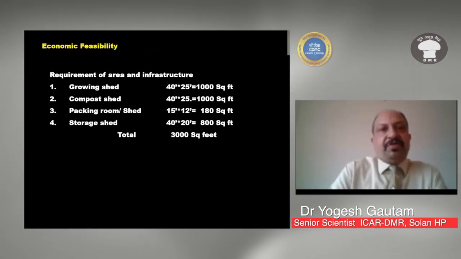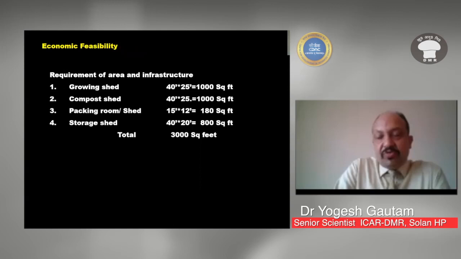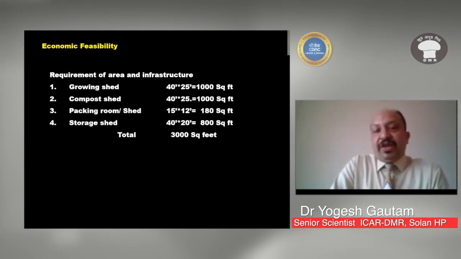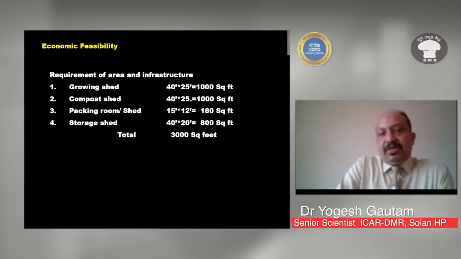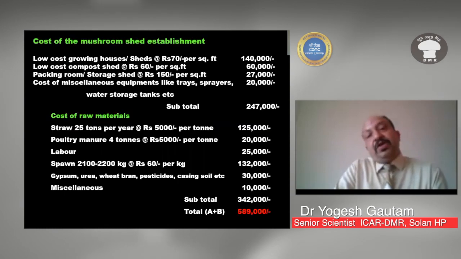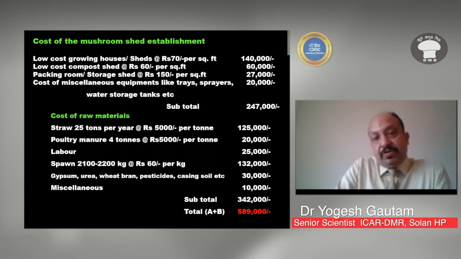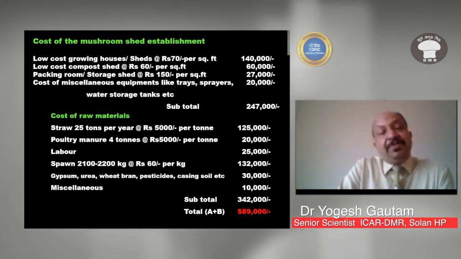So now we will be taking an example where we will be taking 2 crops of button mushroom, 1 of oyster and 1 of milky, in a simple shed of 40 by 25 size. So we will be making a shed of this size, and the composting shed also, and the packing room and a storage shed. So we will see what expenses we will incur for making this shed. Taking all the expenses into consideration, the raw material, the poultry manure, the spawn, gypsum, labor, everything, the total expenditure throughout the year is around 6 lakhs 589.